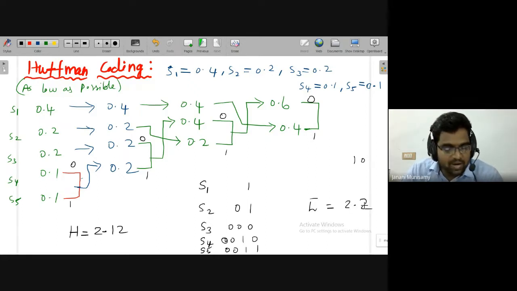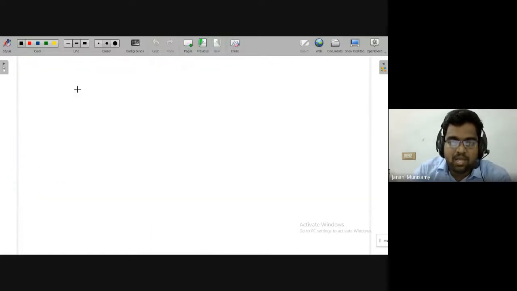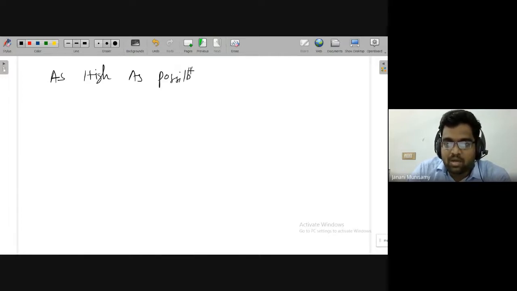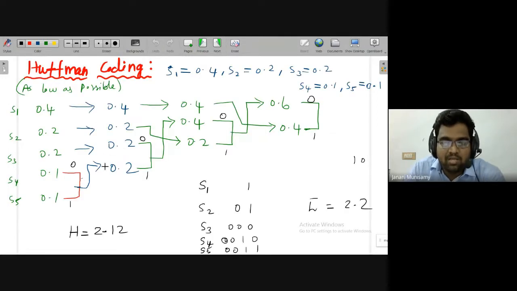Again you can easily find out what is the efficiency using the formula. But the same technique, for the same problem, instead of using as low as possible, if we use as high as possible, please refer the textbook, it is readily available already. If you use as high, this 0.2 instead of putting here, I will try to put here. Remaining 0.2 I will put down. That is the concept of as high as possible. Whenever the equal values come, for the newly formed value, I will give the priority. That is the concept of as high as possible.